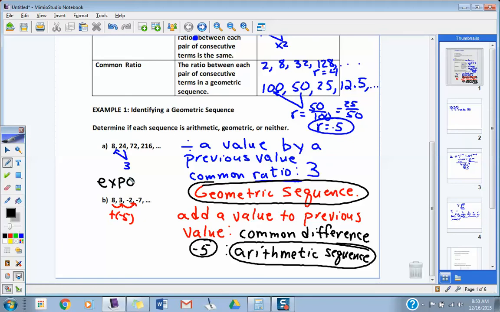How about this? Going up by the same amount each time, adding the same amount each time. Is that linear or is that exponential? It's linear. So what I'm getting at here, guys, is this. If they ask you to determine if something is either geometric or arithmetic, one way of remembering it is, if I have an exponential function, what kind of a sequence do you have? Geometric. And if you have a linear function, then you will have an arithmetic sequence. Okay?